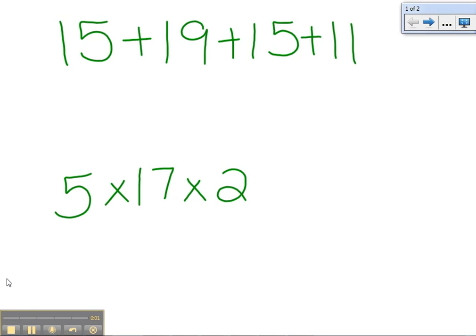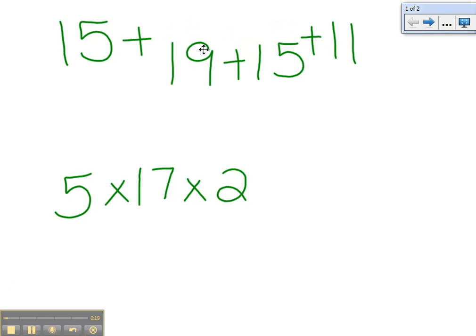We learned about a couple of properties to make mental math easier to solve. In my first problem, I have 15 plus 19 plus 15 plus 11. This is something most of you would reach for a calculator to solve. However, you can actually do this in your head. We learned something called the commutative property. That means I can change the order of my addition problem.